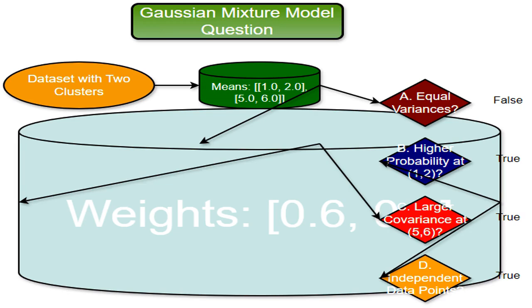These weights show the probability of a data point belonging to each cluster. The first cluster has a 60% chance, while the second has a 40% chance. Think of it like a weighted coin flip. The coin is more likely to land on one side than the other.